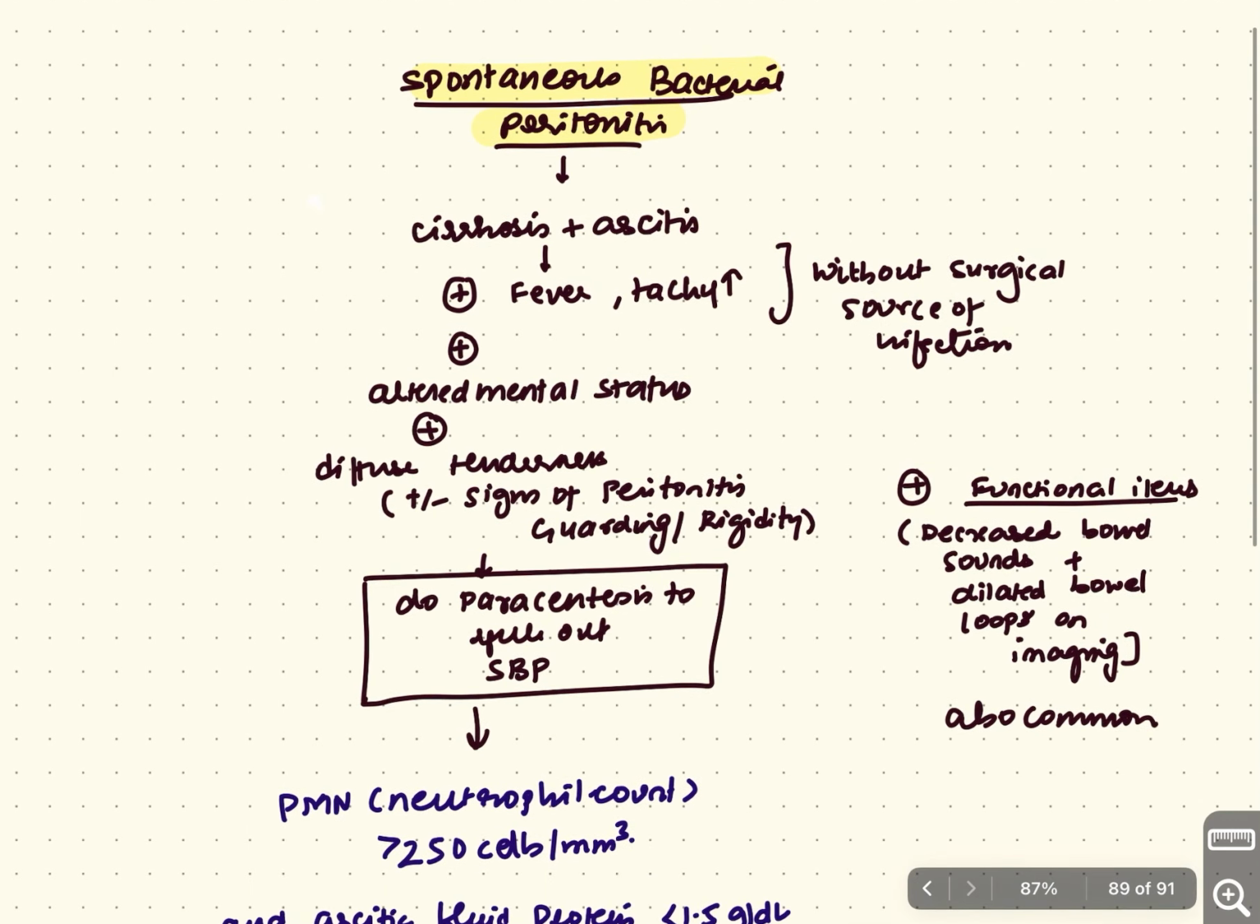Let's say there's a patient who has cirrhosis and ascites, and he's coming to your OPD, and you find out that he also has fever, and then you check his pulse and find that he is tachycardic, and when you look at him, you realize that he's also having altered mental status. In this scenario you should suspect that this patient might have spontaneous bacterial peritonitis, and all of this is happening without a surgical source of infection.